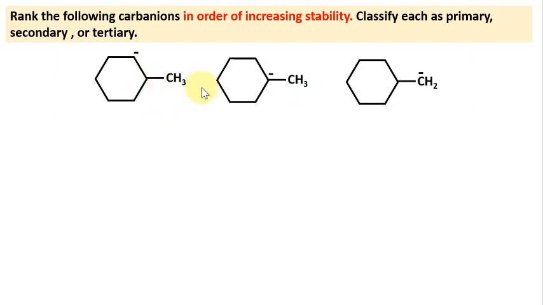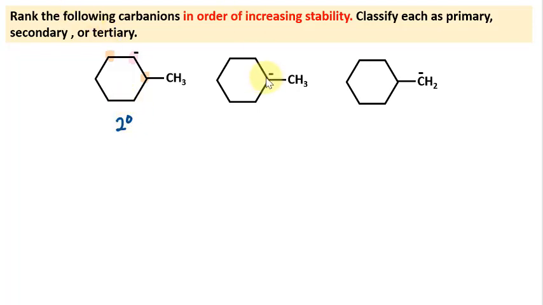So let's rank the following carbanions in order of increasing stability. As the number of alkyl groups increases, the stability of the carbanion decreases. So we have to find the carbanion with the most alkyl groups attached to it. First, let's identify the type of carbanion. For this carbanion, since it has two carbons attached to it, so two alkyl groups, this carbanion is a secondary carbanion.